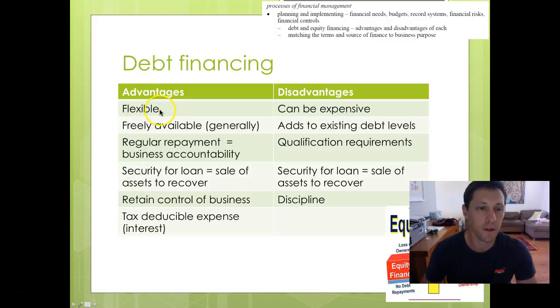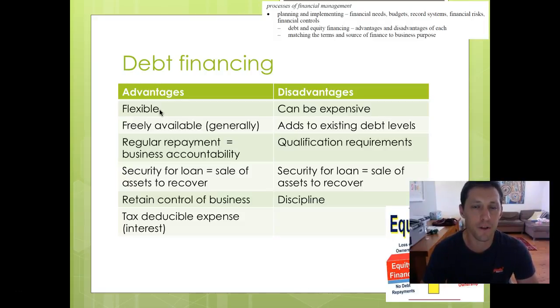Firstly, there's an element of flexibility to debt financing. We looked at short-term versus long-term, and that's one flexible element of debt financing. You could take out an overdraft, which would be very short term, or you may well take out a mortgage at the other end of the spectrum, which is a 30-year purchase of property. So in the context of flexibility, there's that element to it in terms of time.